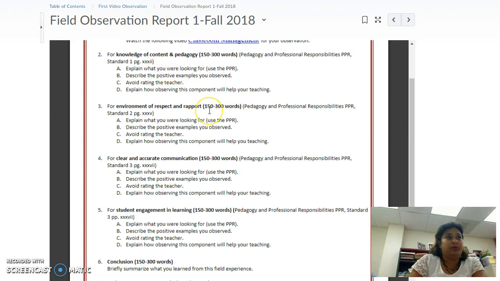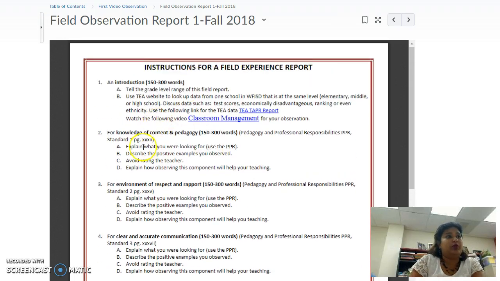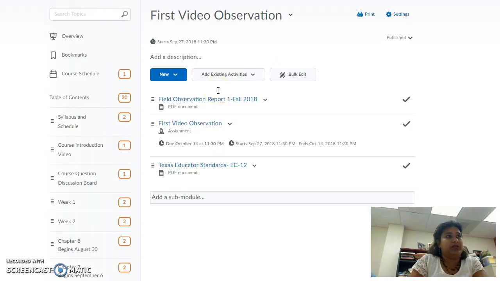So let's look at the PPR standards. They are right in front of your book. If you go to page number 32, you're going to see this one. I have also uploaded a PDF of it. So I'm going to go to this PDF.